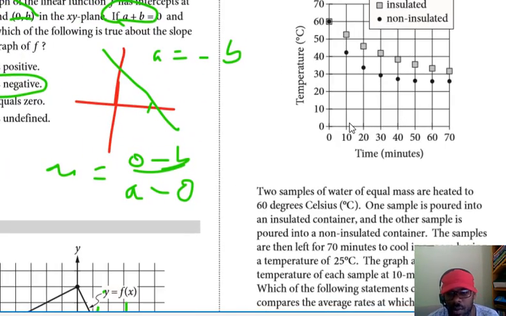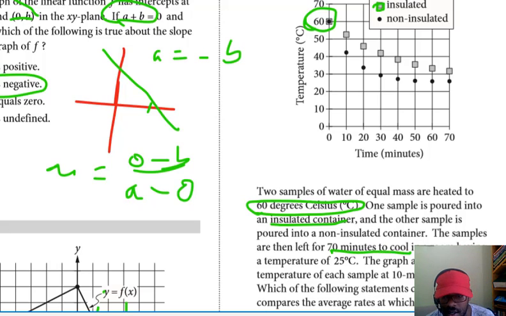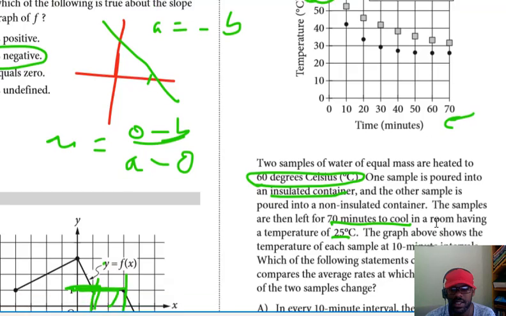Two samples of water of equal mass are heated to 60 degrees Celsius. Both start from the same temperature, 60 degrees Celsius. As you can see, they start at the same time. One sample is poured into an insulated container, which is just a little square here. The other sample is poured into a non-insulated container, which is a dot. The samples are then left for 70 minutes in a room having a temperature of 25 degrees centigrade. The graph above shows the temperature of each sample at 10 minute intervals.